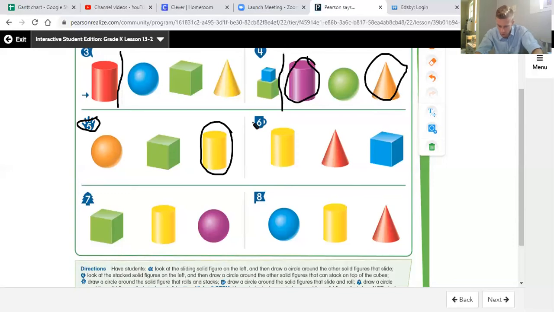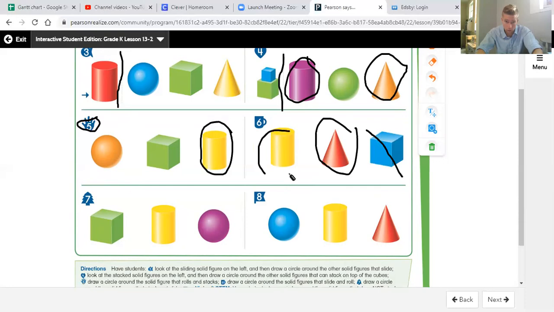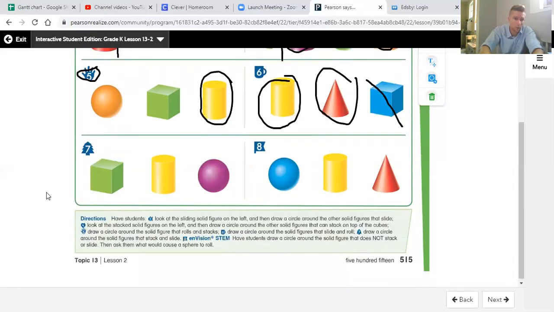All right, let's listen to number 6. Number 6 says, draw a circle around the figures that can slide and roll. Which figures here can slide and roll? Can the cube roll? No. Can a cone roll? Yes. Can a cone slide? Yes. Can a cylinder roll? Yes. Can a cylinder slide? Yes. So remember there's 2 there, slide and roll. Good job.